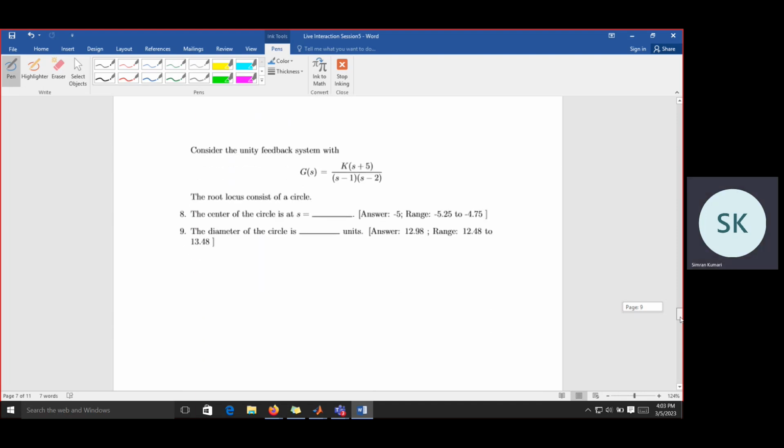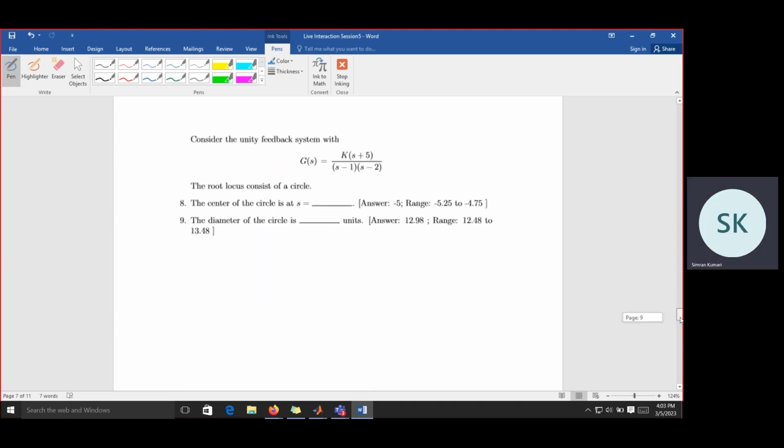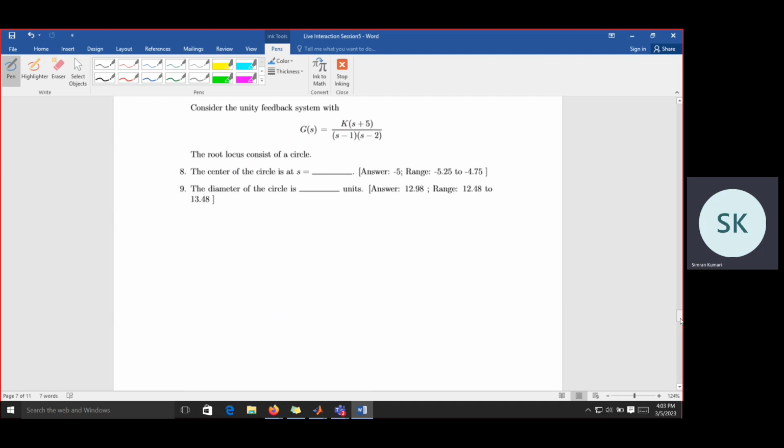Now we proceed to this one. So this is a unity feedback system with this forward transfer function, which is k(s plus 5) over (s minus 1)(s minus 2). It says that the root locus consists of a circle. Then we have to find the center of the circle and the diameter of the circle.